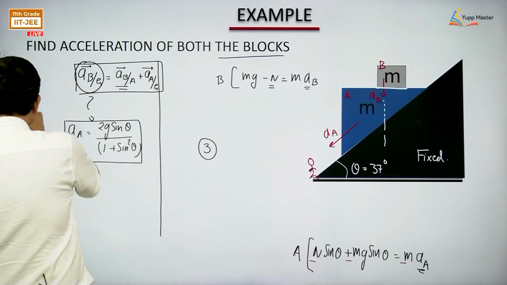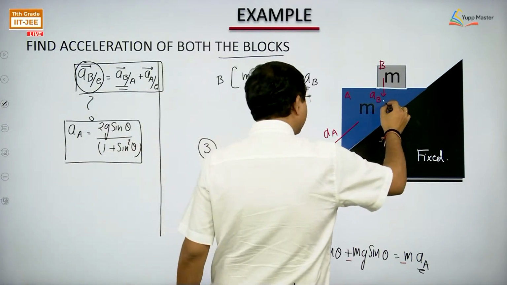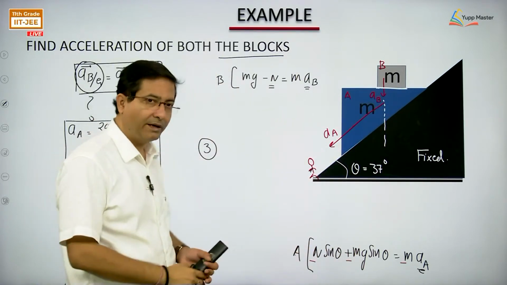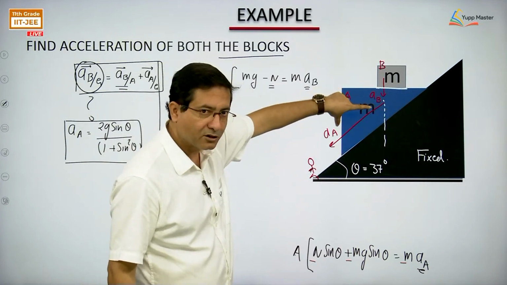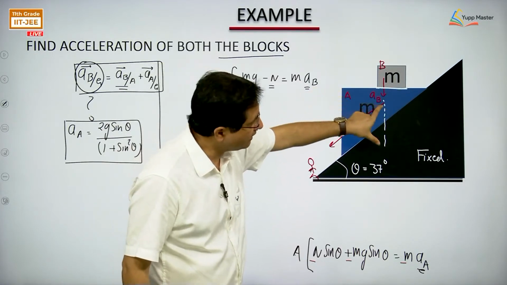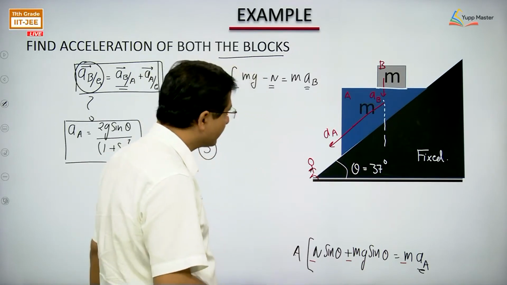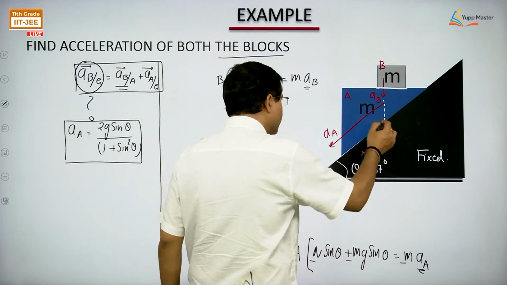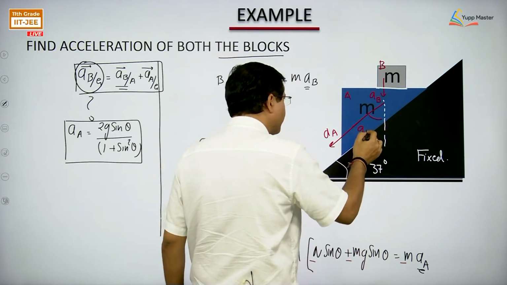For this surface, this is the common normal. And if you focus on block A, it is having velocity and acceleration this way. So, A is making some angle with the common normal. I will resolve the acceleration along the common normal and equate it. So, if this angle is theta, then this angle will be 90 minus theta.